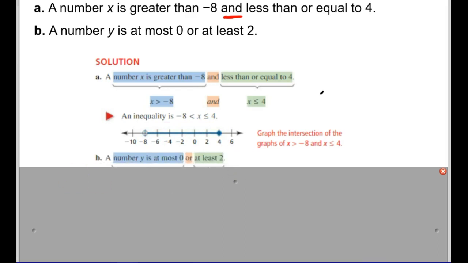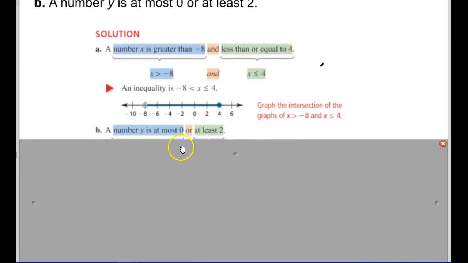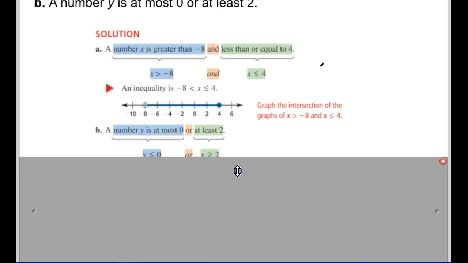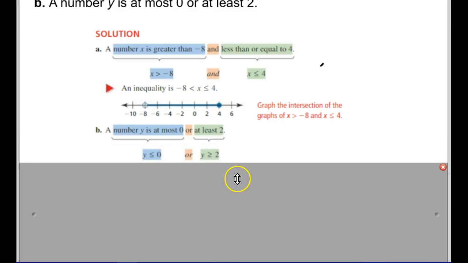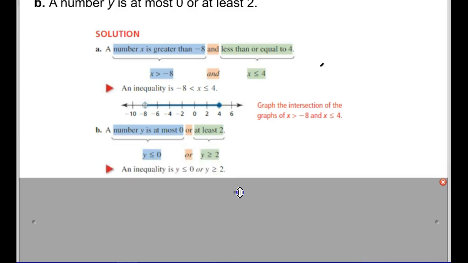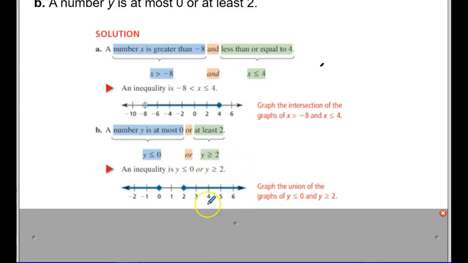So now let's look at B. So I have a number y is at most 0, or there's my keyword here, at least 2. So I can go ahead and write both of those pieces. So with an or statement, I can't combine them. So now I can just have that as my final inequality, and I can graph those separate pieces. So I just graph that y is less than or equal to 0, or y is greater than or equal to 2. So I go ahead and include both of those in my graph.